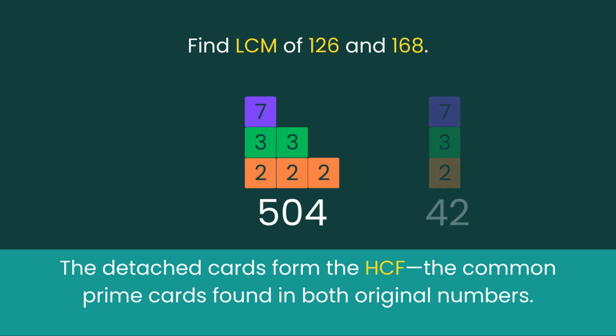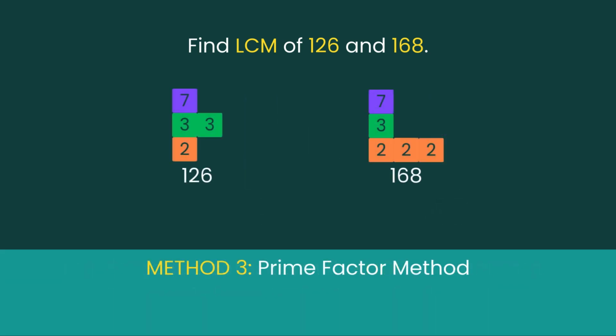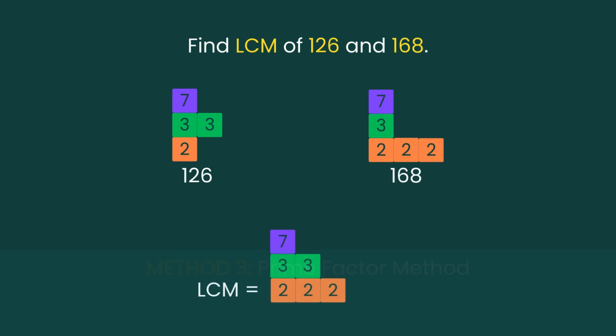Now, let's look at another useful method. We can break each number into its prime cards. To find the LCM, we take every unique prime card and include it as many times as necessary to fully build both numbers. For example, to find the LCM of 126 and 168, we take 3 cards of 2, 2 cards of a 3, and a card of 7.